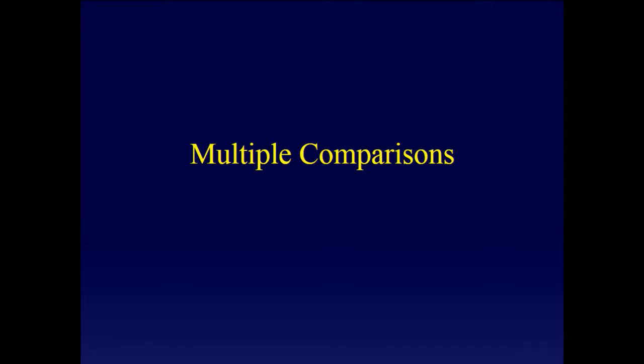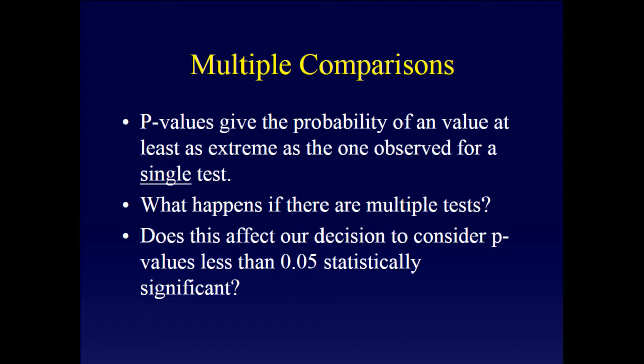And so I'm going to talk a little bit about multiple comparisons now. When one talks about a p-value, this refers to the probability of observing a value greater than or equal to the observed value for a single test, okay? But now what happens if you conduct multiple tests? Should this affect the type 1 error level you use for statistical significance?